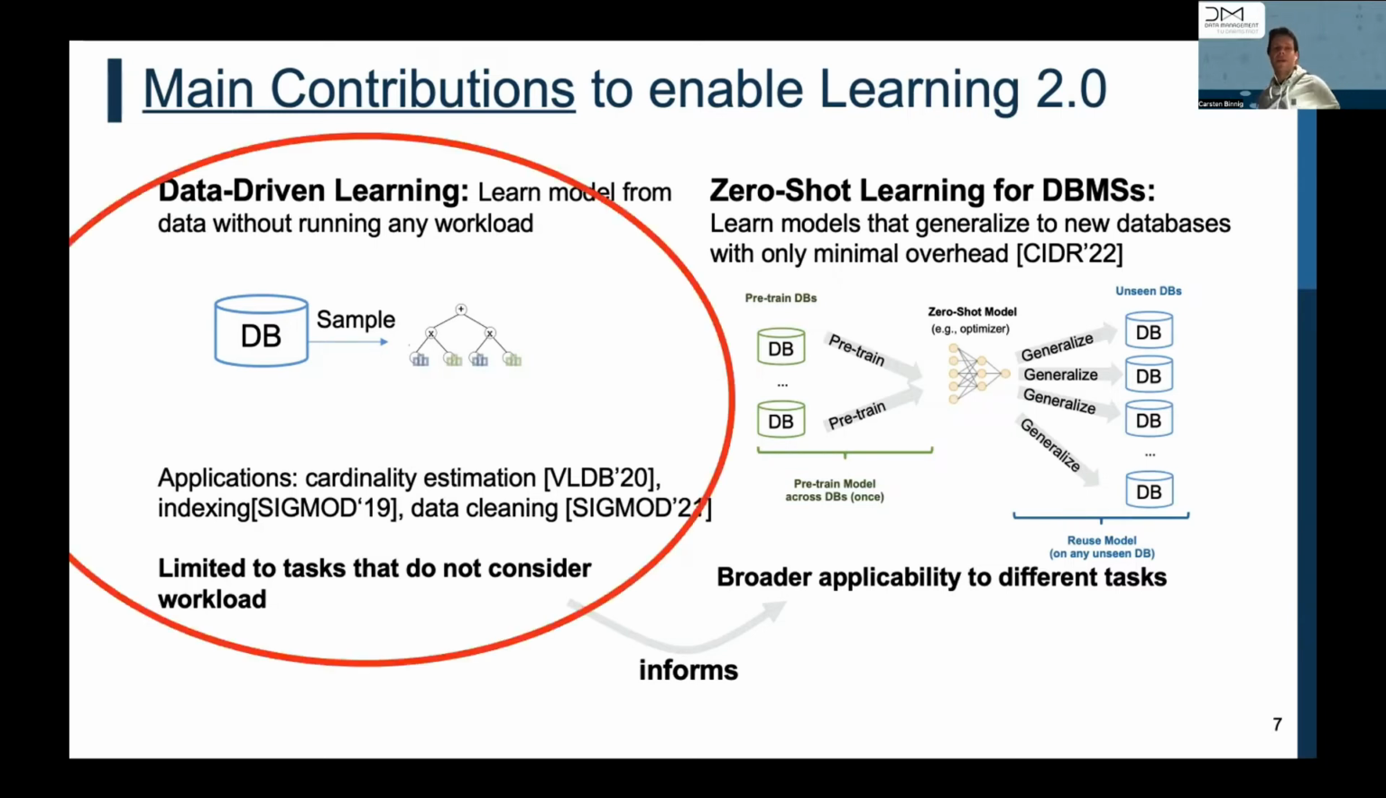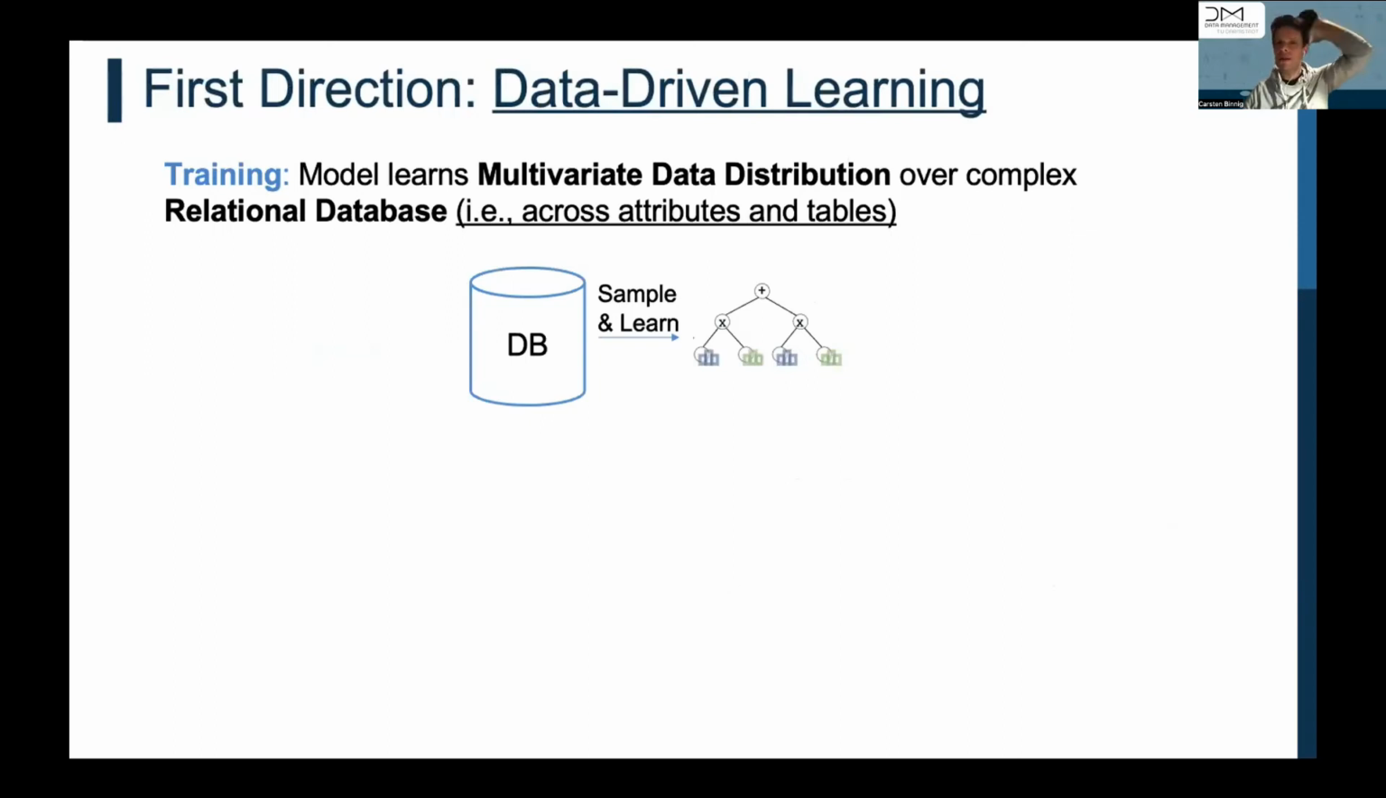So let me start with the first part: data-driven learning, where we can build machine learning models to replace database components by simply looking at the data distributions. The basic idea is that a data-driven model learns a multivariate data distribution over a complex relational database, meaning across attributes within a table, but also across tables. Instead of running a workload, we take a database, sample a certain smaller data set from it, and then train a model directly on this smaller sample. Therefore, this approach can also scale to larger databases.